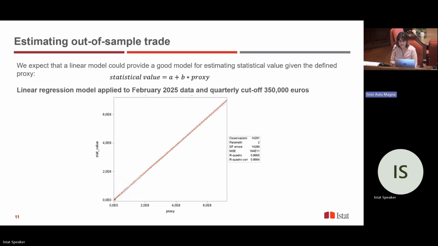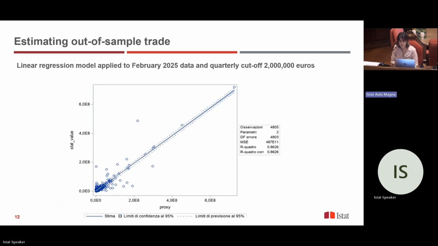And then we have to model how this proxy is related to the true statistical value, and the simplest idea is a linear relationship between the two variables. And indeed, it was a good model. The linear model is a good model. And this is the fit of the model for a specific month for all the traders above the current threshold. And then we simulated what would happen with the higher threshold.